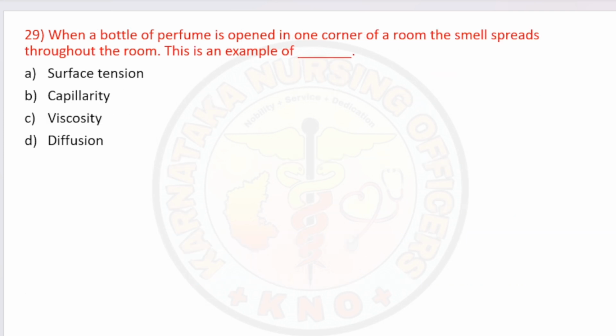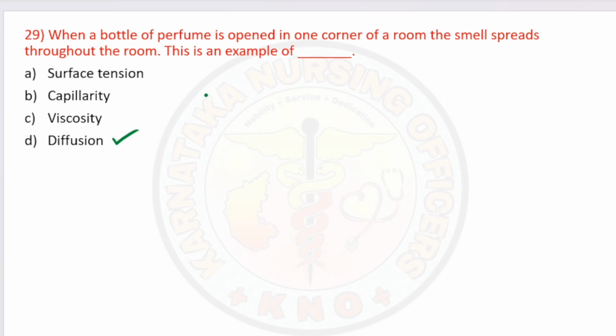Now let's move on to the next question. When a bottle of perfume is opened in one corner of a room, the smell spreads throughout the room. This is an example of dash. And the options are surface tension, capillarity, viscosity, and diffusion. So the answer is diffusion.